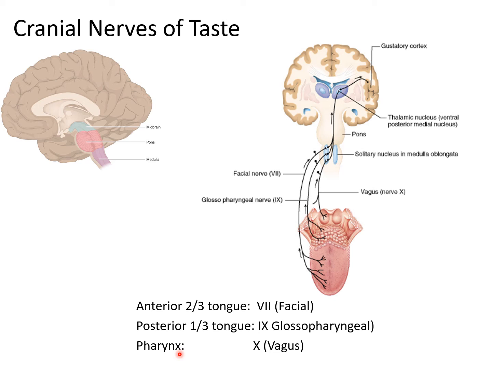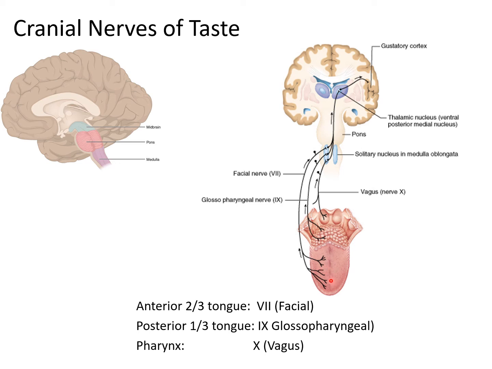The taste buds in the pharynx as well as esophagus and on the epiglottis are innervated by the superior laryngeal branch of the vagus. Now remember, the presence of taste buds in the epiglottis, pharynx and esophagus is primarily for protection of the airway, not for taste perception per se.